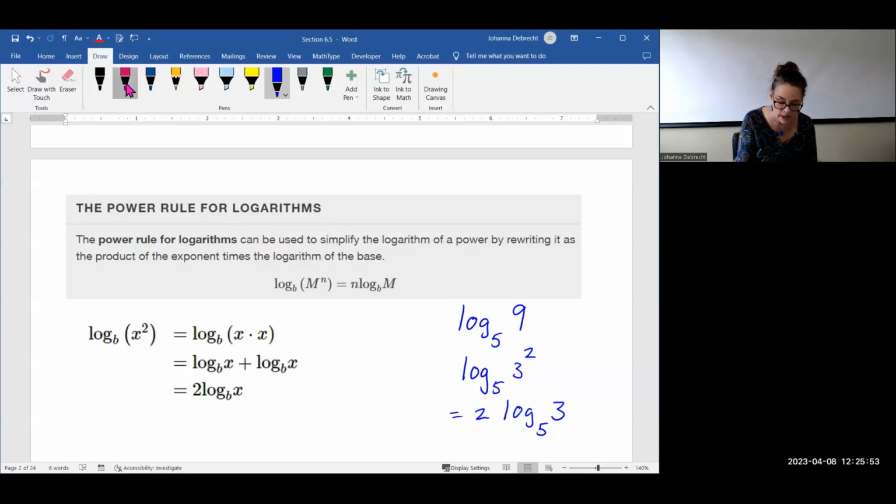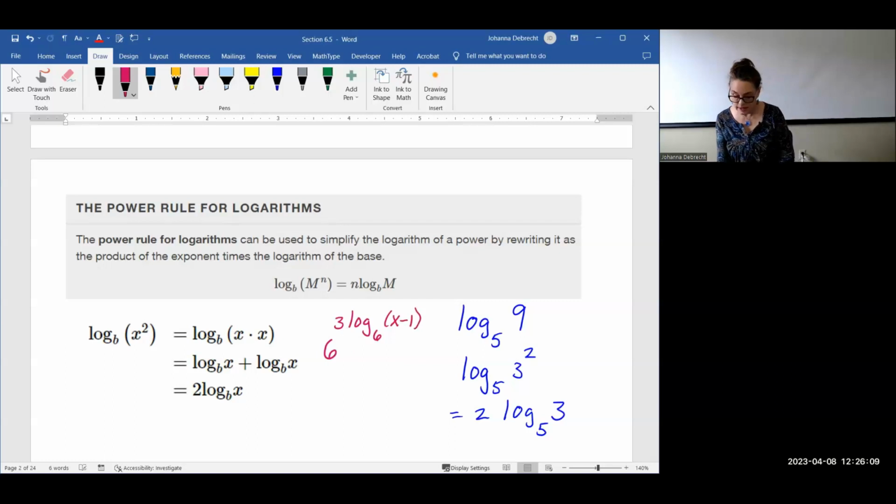Let's suppose that I take something totally different. Let's say I take 6 to the 3 log base 6 of x minus 1, and I want to simplify this. So this is an expression. It's not an equation, it's an expression, and I want to simplify it. So I'm looking at this one.